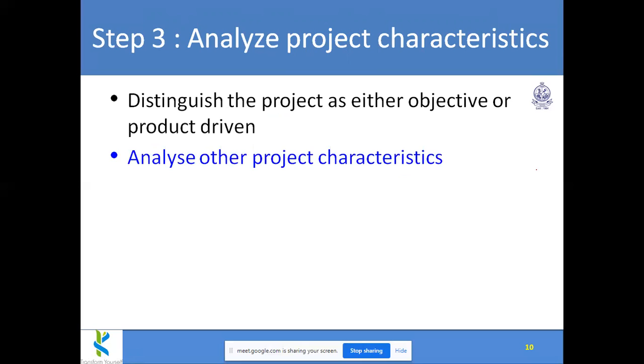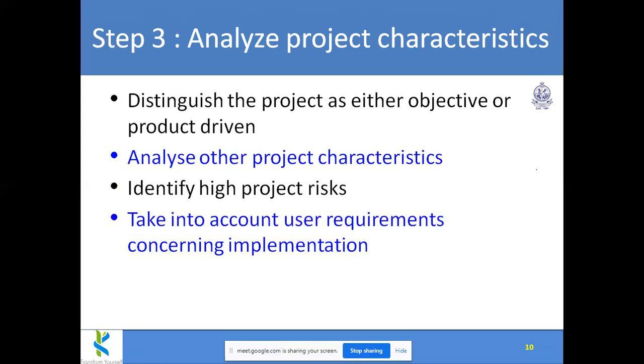So other project characteristics, other than the execution coding part. What are all the other characteristics that are involved in developing the project? Those can also be analyzed, and we identify high project risks, the topmost risks we have to identify, and to avoid those risks, what are all the precaution steps we can carry out? Those things we can do, and we can consider the user requirements regarding the implementation. So that can also be considered.